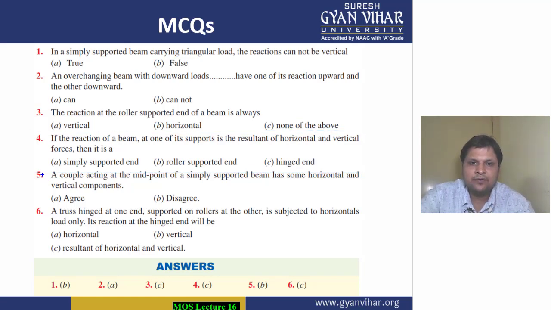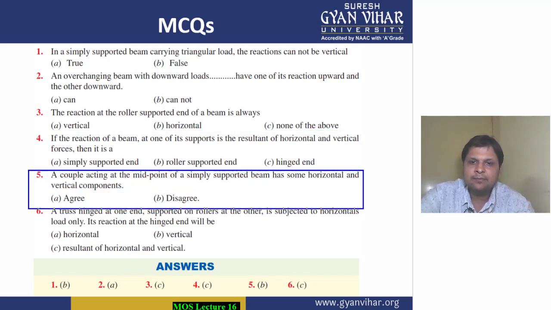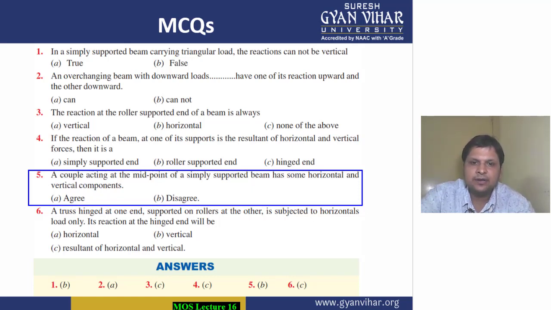Coming into MCQ number 5, a couple acting at midpoint of a simply supported beam has some horizontal and vertical components. So can a couple have a horizontal as well as vertical component? No, the answer is we disagree with this point.